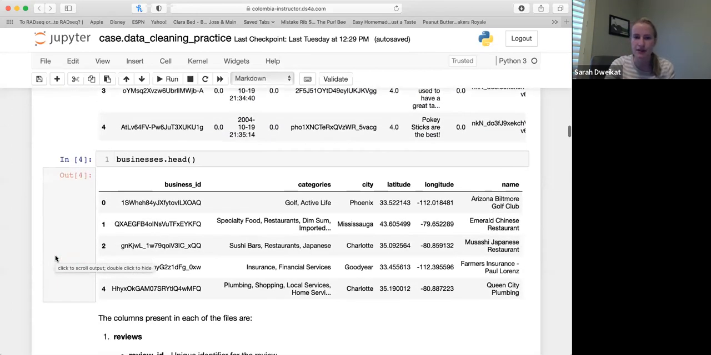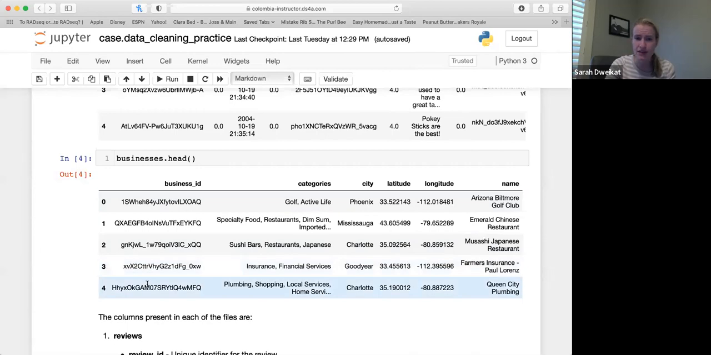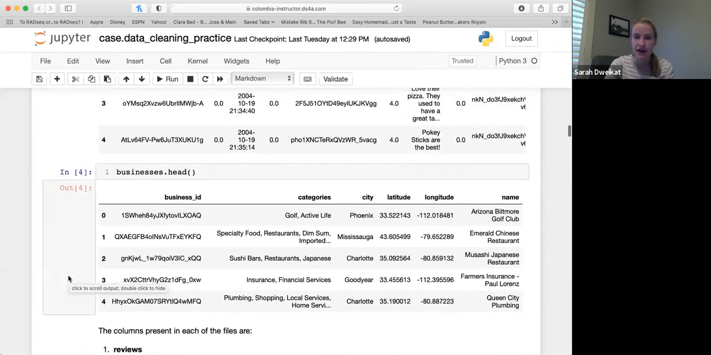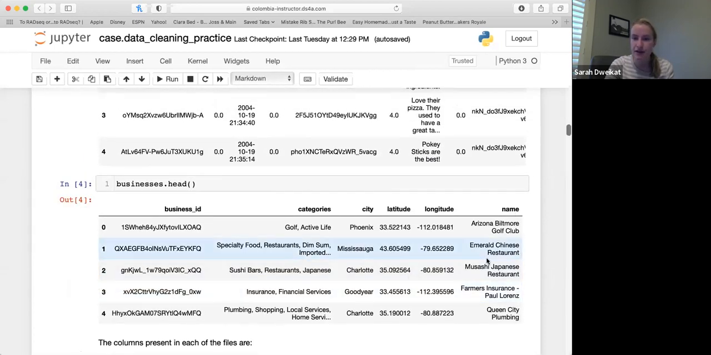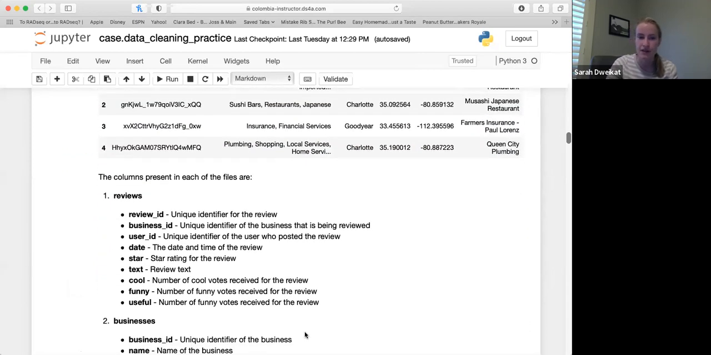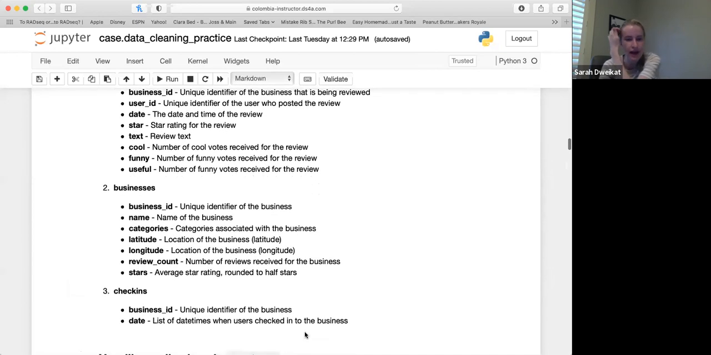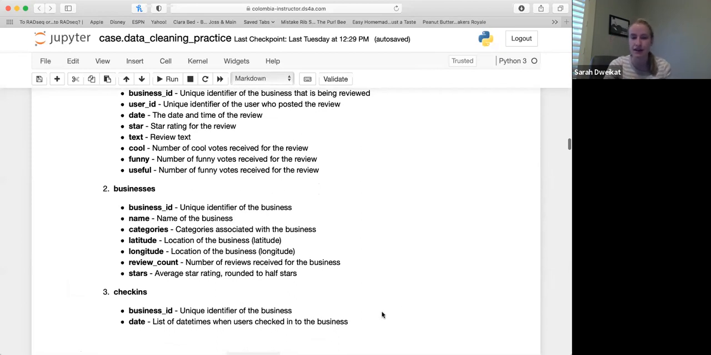And the same for businesses. We can see that we have a business ID that will likely overlap with our business ID from reviews. And then we have the name of the business. We have some location coordinates, and we also have the city and then the category of the business. And then there's a summary here of all of those different columns. We didn't look at the check-ins, but that's just going to be a list of the business ID and then the date for when users have checked into that business.